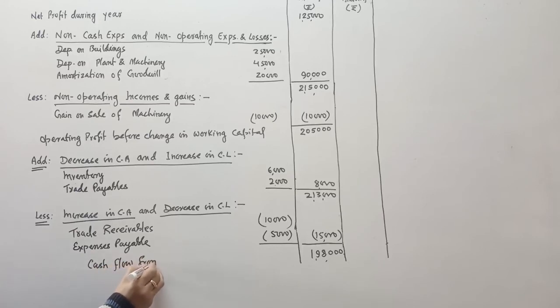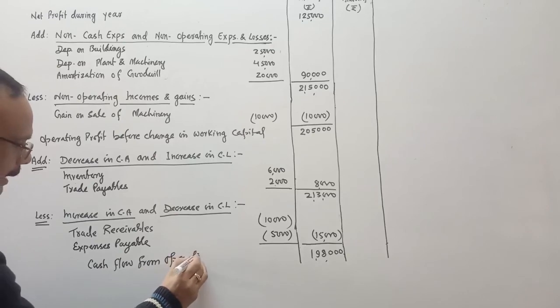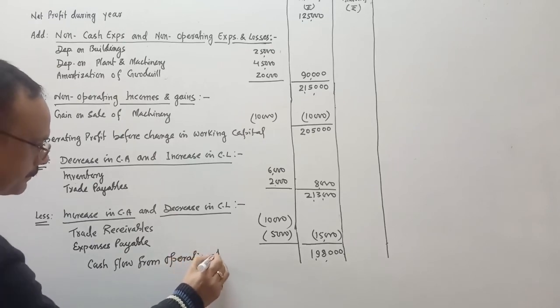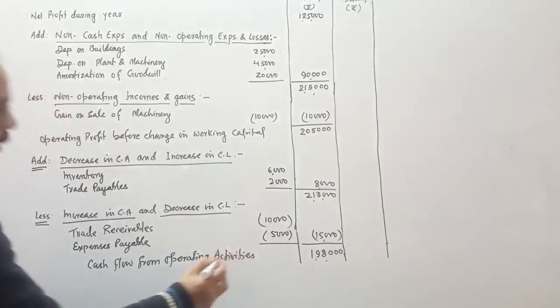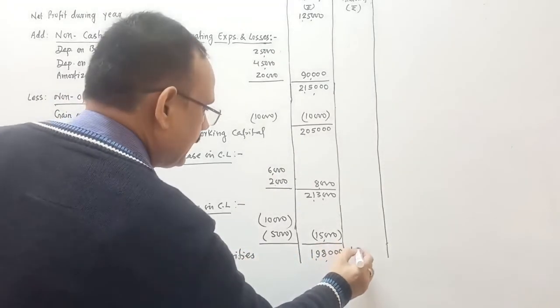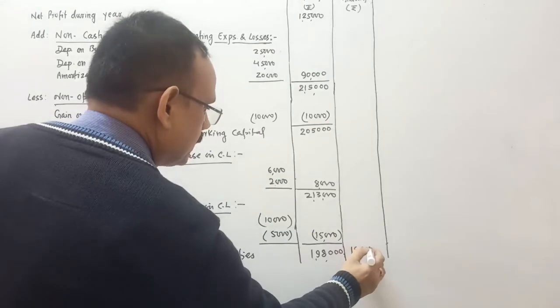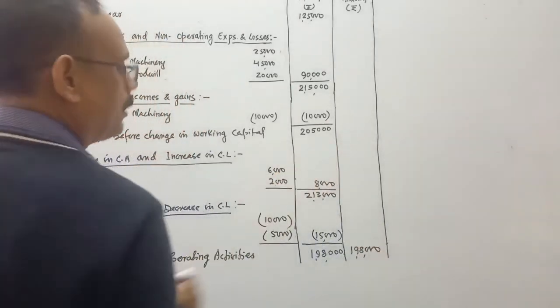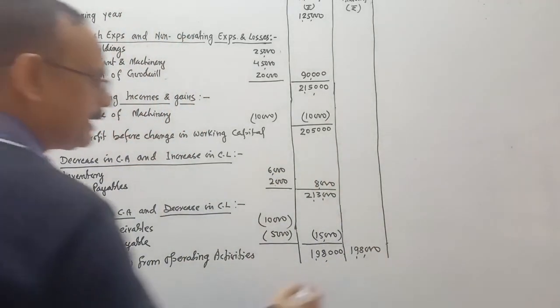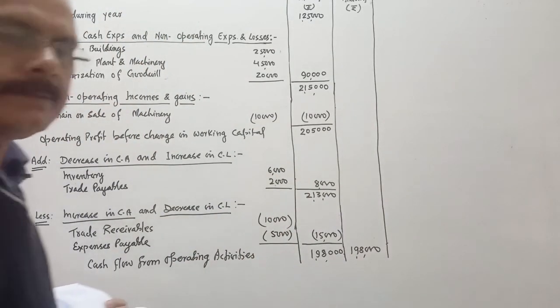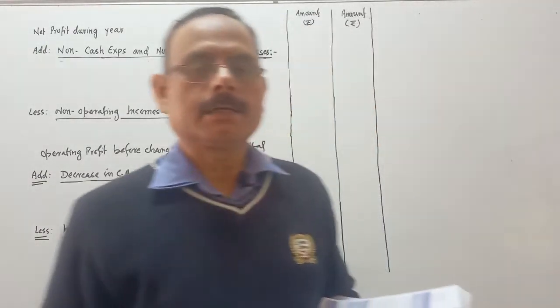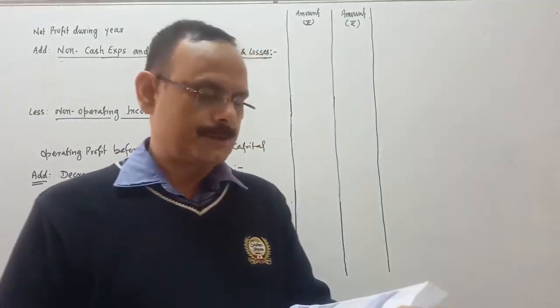So cash flow from operating activities is 1,98,000. I am going to write it in the outer column. 1,98,000, this is the cash flow from operating activities. Is it clear? Now come to the next question.